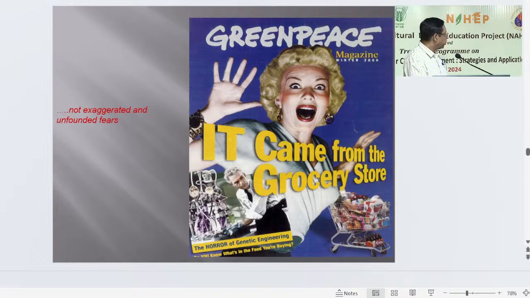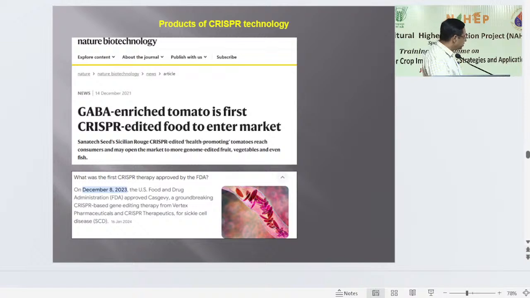Okay, and coming to the theme of this whole training, these are some of the products of the CRISPR technology, and of course we are now reaping the benefits. There was an article in Nature Biotechnology in December 2021. It talked about GABA enriched tomato. It was the first CRISPR edited food to enter the market. What is GABA? Gamma amino butyric acid. Okay, and this I just took from the net.